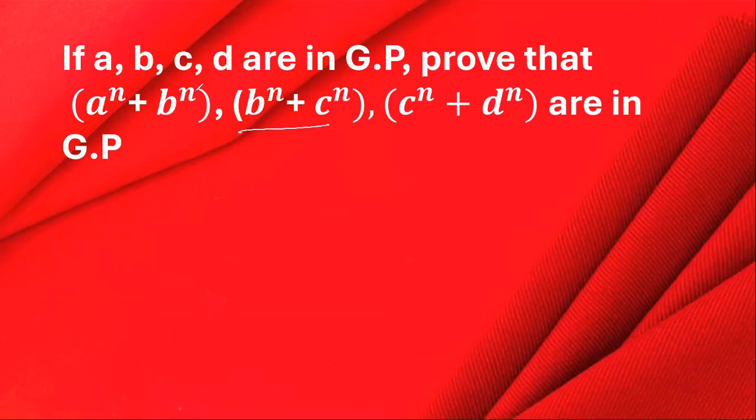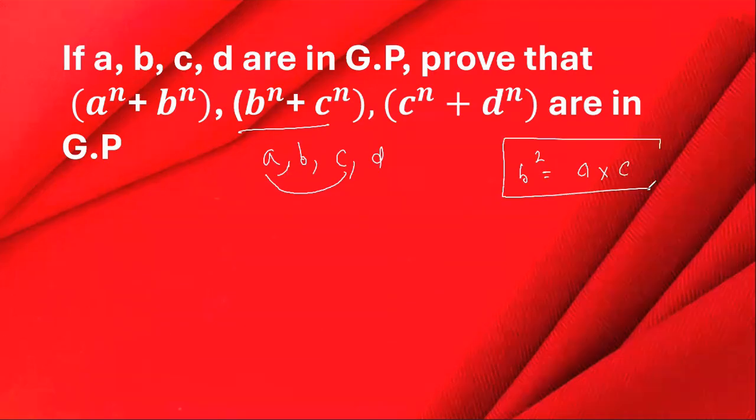So I told you in the previous videos also of the GP that when the terms A, B, C, D are in GP in a sequence, first A, then B, then C, then D, every three consecutive terms gives you something about GP. If I take the first three consecutive terms, A, B, C, whenever we have three consecutive terms of GP, the square of the middle one equals the product of the first and the third term. Okay, this we are getting from GP.